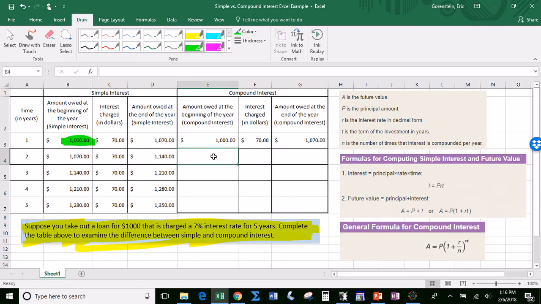In the context of compound interest, you are charged 7% of what you currently owe. So at the beginning of year 2, we owe 1,070, just like on the simple interest side, but our interest fee in year 2 is not 7% of the initial 1,000. It's 7% of the current balance. If I drag this down, Excel will do the calculations and we can talk about where these numbers come from.